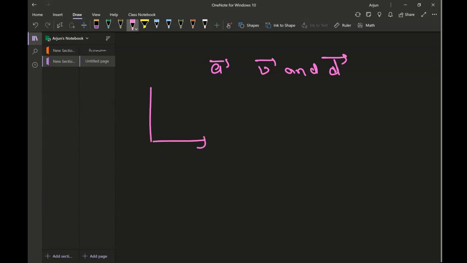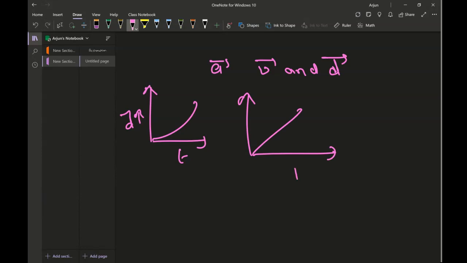So first of all, I'll try and draw the graphs. If you are given the displacement time graph, this is how your velocity time graph will look like. If you don't know how I drew this velocity time graph, you can watch my previous video, in that I've explained how you're going to get the velocity time graph if the displacement time graph looks like this. Then if this is the velocity time graph, the acceleration time graph will look like this horizontal line.